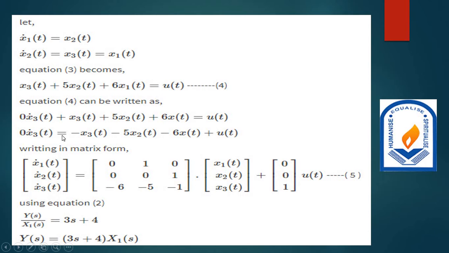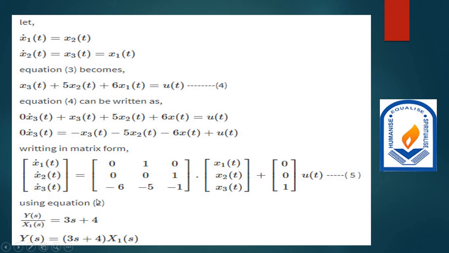Now equation 4 can be written as 0 into x3 dot plus x3 of t plus 5 x2 of t. Why is it written as 0? Because in this equation the x3 dot term is absent, that is why it is written as a 0. We keep this term on the left hand side, and we take the terms x3, x2 and x1 to the right hand side. So we got this equation.